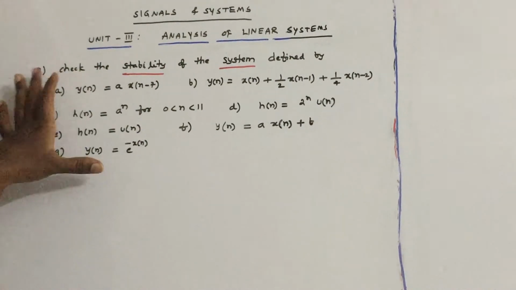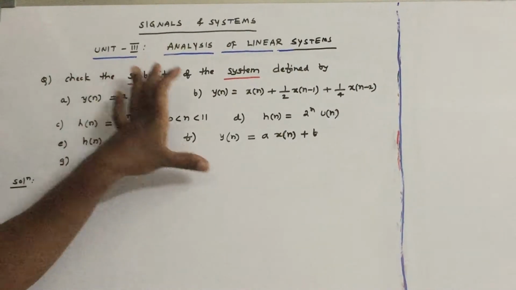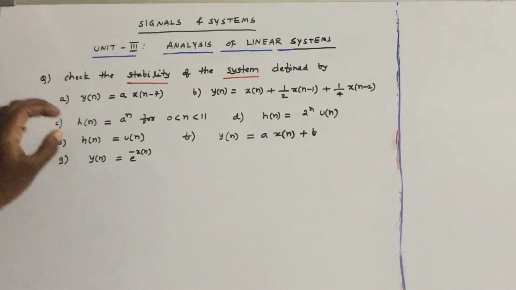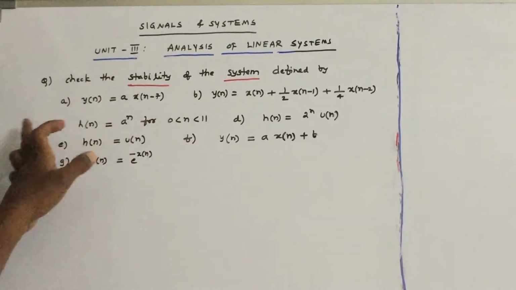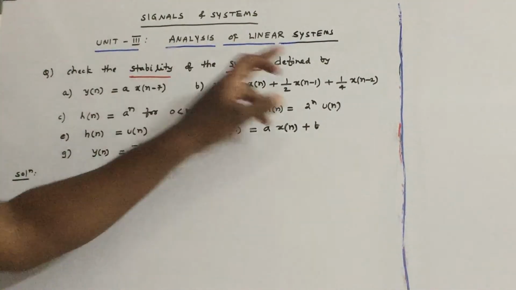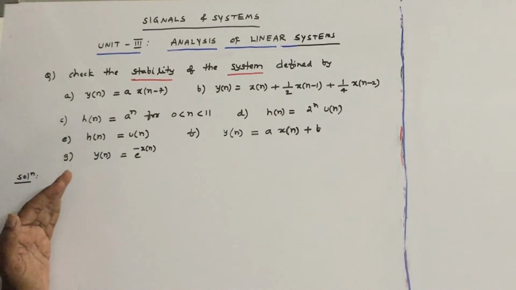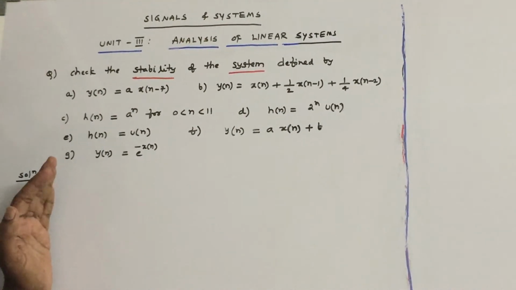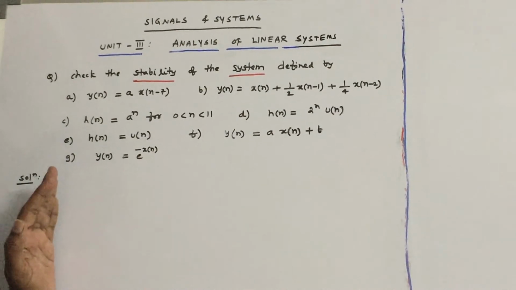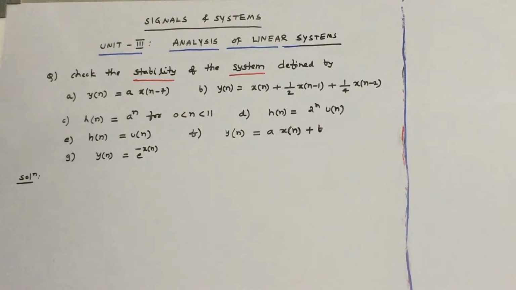Let us see some more working examples on finding the stability of the given system. So you can see that I have given questions A, B, C, D, E, F, G. All these systems are discrete time systems. So in the previous session I have given the formula to find out whether the given system is stable or not.